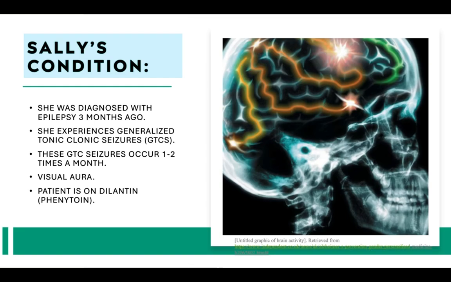Looking more into Sally's condition, I learned that she got her official diagnosis 3 months ago, and she experiences generalized tonic-clonic seizures, or GTCS for short. Prior to medication, these episodes occurred 1 to 2 times a month and are preceded by a visual aura, and she's currently managing her symptoms with Dilantin.